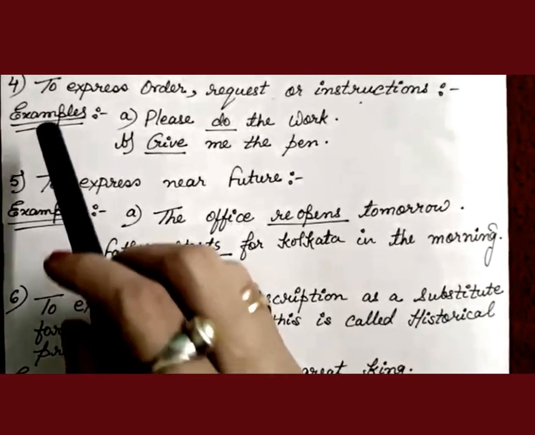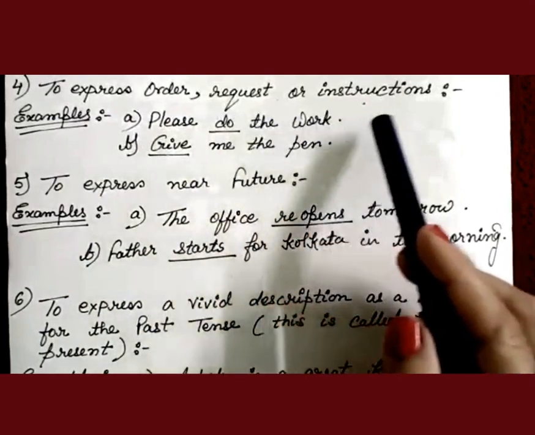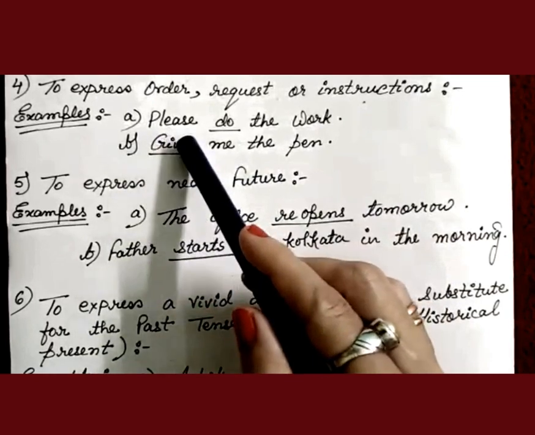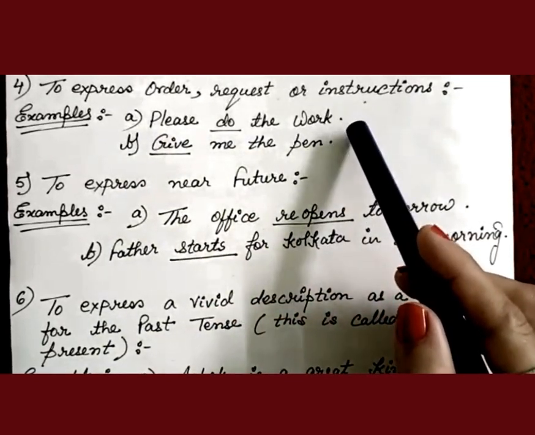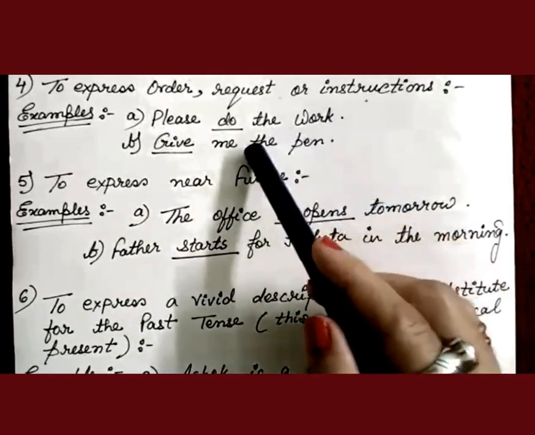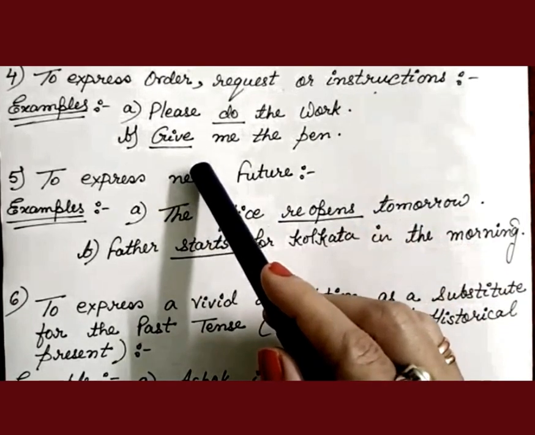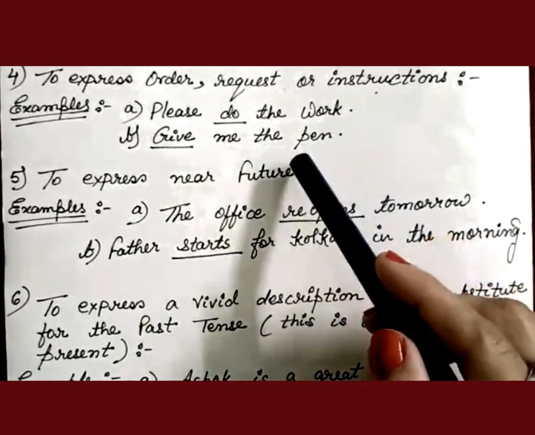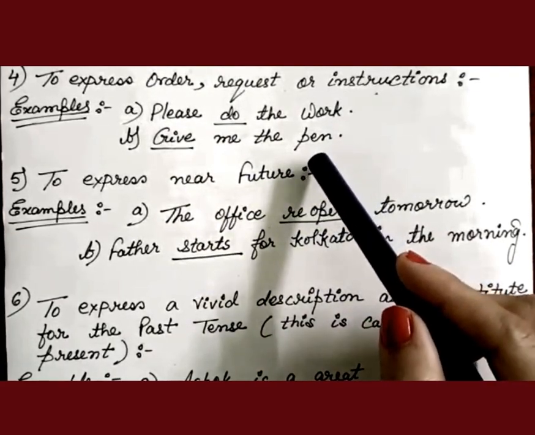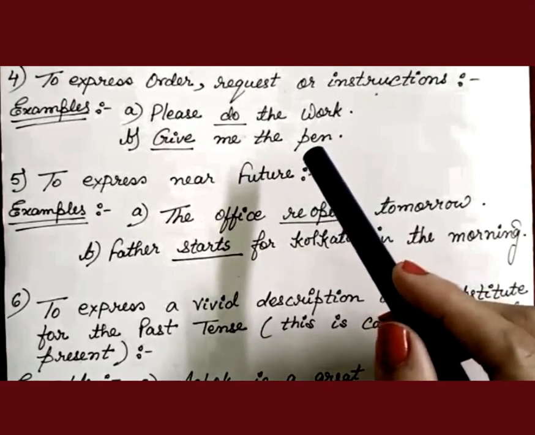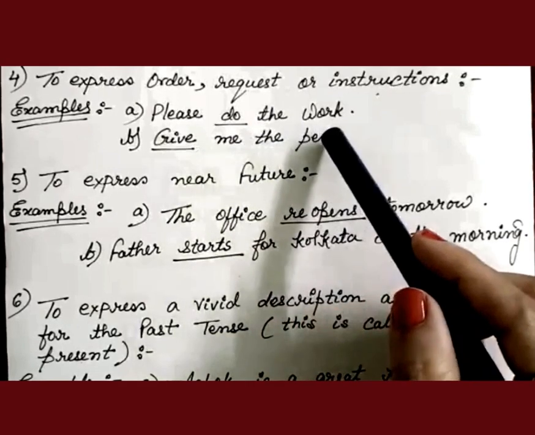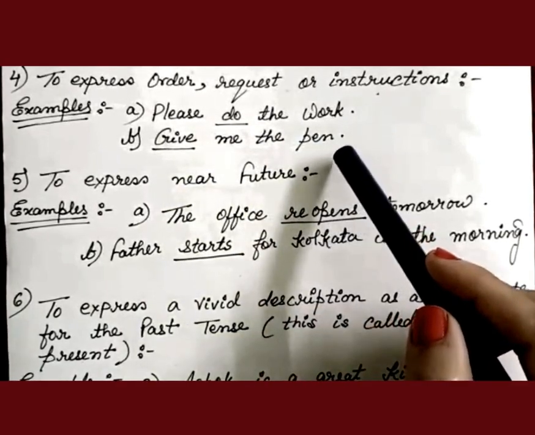Simple present tense is also used to express order, request, or instructions. Let's see the examples. Example number A, please do the work. In this example, we find somebody requesting someone to do the work. In number B, give me the pen. Again, we find somebody ordering, give me the pen. So here we find that simple present tense also can be used to express requests like please do the work or orders like give me the pen.